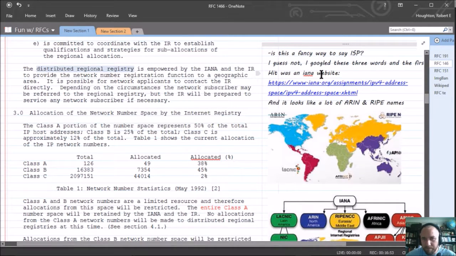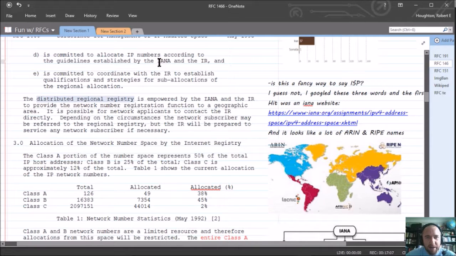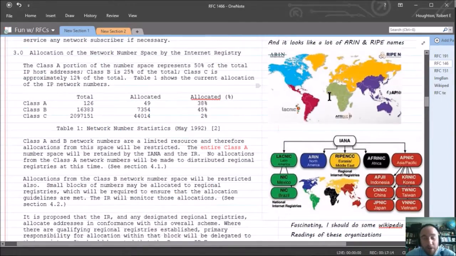When I Googled this word, Distributed Regional Registry, the first hit I got was an IANA website. And so then it gives you a map of all these other IRs. So this is kind of confirming my prediction that IANA may be the parent and IRs are all childs. Or children, childs. But here is a pretty fancy, nice map, and this obviously correlates with what we were reading above in terms of geographic regions, such as North America, Central and South.